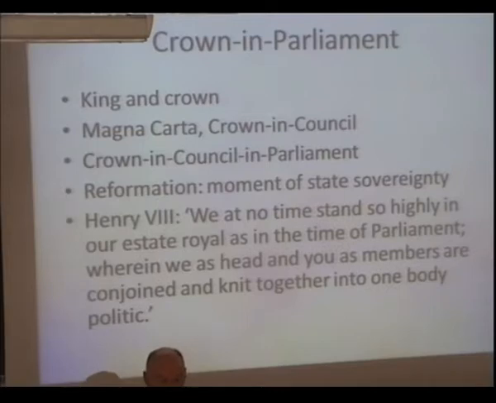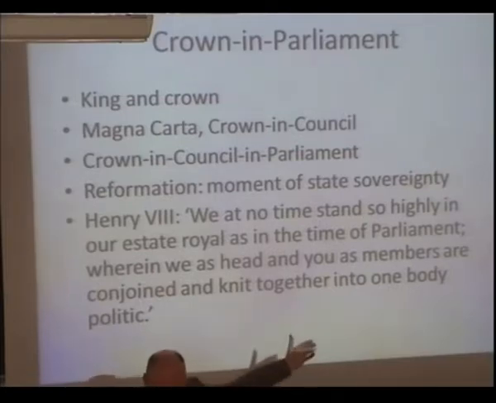And so he destroys the secular power of the Roman Church in England. But he can do it only through Parliament. He realizes that only by going to Parliament and getting Parliament to agree to this can it be legitimately done. So you have the moment when there's no limitation on the power of Parliament to make law.